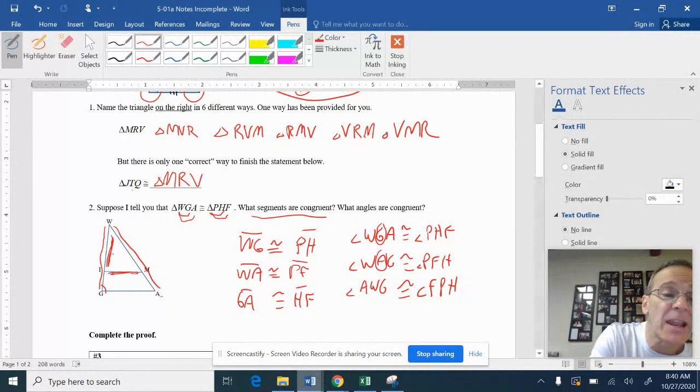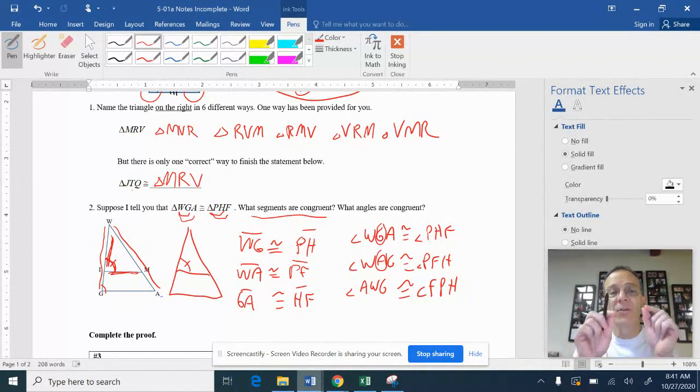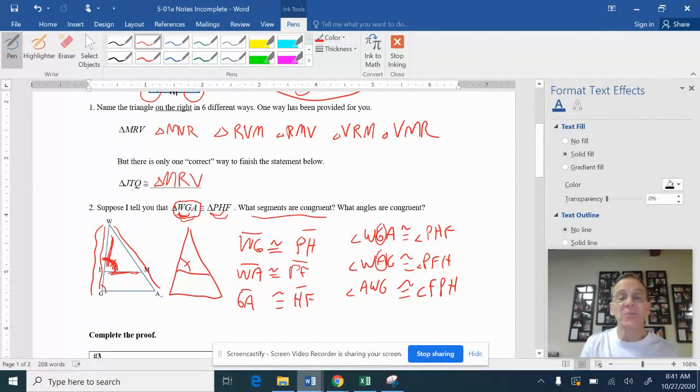We cannot say anything, for instance, about this angle here, angle WIM. Again, even if we had a picture right here, we cannot say that this angle is congruent to this angle. Those are not what we consider to be angles of, well, this angle is not an angle of triangle WGA. Right? I know this angle is being formed in part by some of side WG, but not the whole side WG.